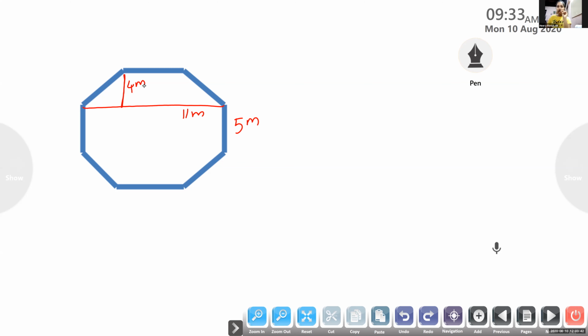General quadrilateral. In general quadrilaterals, what are we doing? We are making them into triangles, isn't it? But this is not a general quadrilateral. It is an octagon. So what can we do? We can divide the given polygon into some figures that we know.